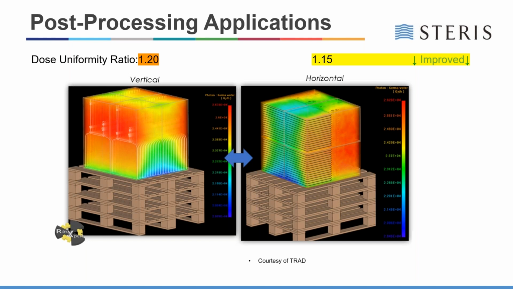Here we can see on the left-hand side that a product uniformity would be 1.20 for routine processing. And perhaps without simulation, it might not have been recognized that a slight change in the orientation, where we can see from left to right that this packaging has been tilted on its side, gives a significant improvement in the dose uniformity achieved. Being able to do this or a number of other iterated orientations is extremely important to being able to optimize processes.